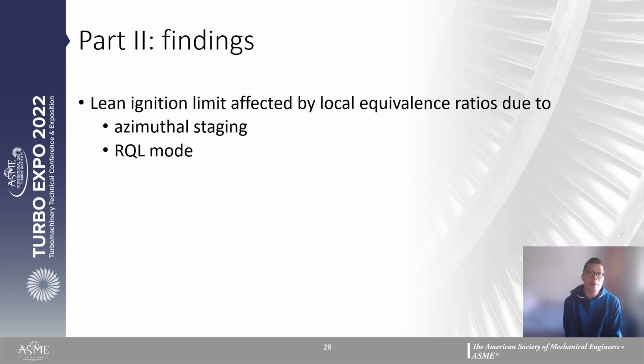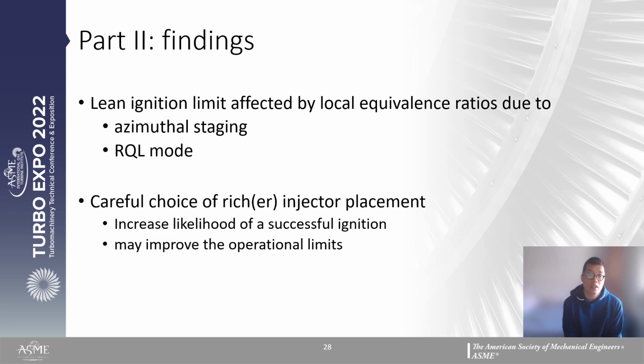A more detailed parametric study could be conducted to help validate any hypothesis we may have, but we could conclude that the mass flow splits from the staged injectors, dilution ports, and effusion-cooled backplane control the fuel-air mixing and therefore the local equivalence ratio, which influences the eventual lean ignition limit. Strategic placement of richer injectors in a staged configuration could therefore be made good use of to increase the likelihood of a successful ignition and improve the ignition limits.